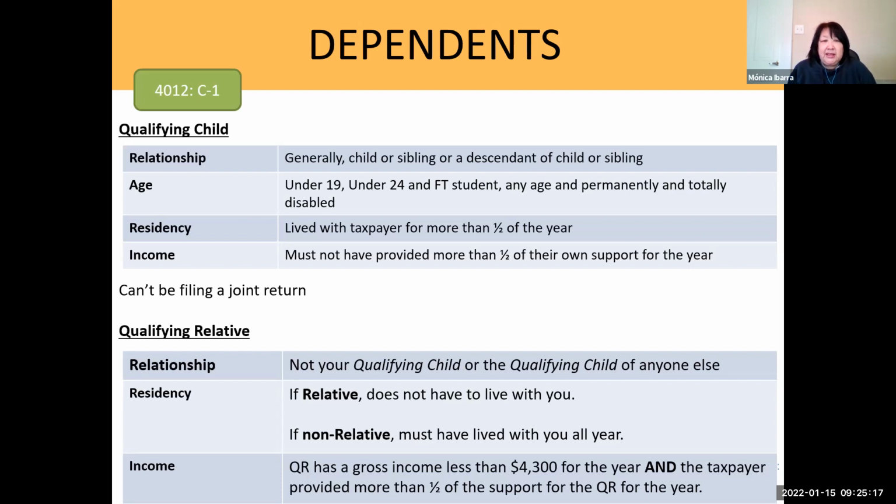So if you're claiming a child who's under 19, or somebody who's under 24 and a full-time student, and they're married, in order for them to be a qualifying child for you, they cannot be filing a joint return with their spouse. It's for them, not for you. Yeah, that is unclear. Good question. Thank you.